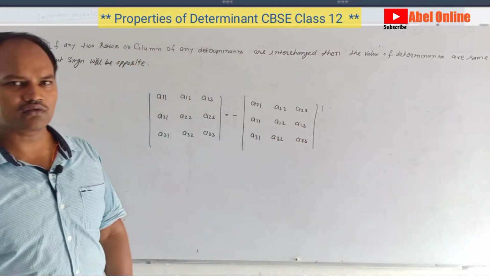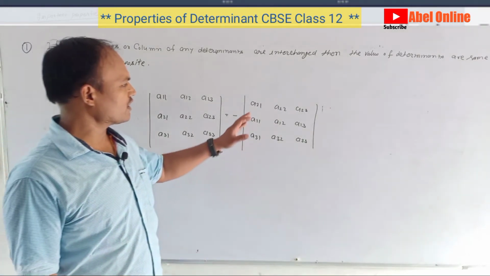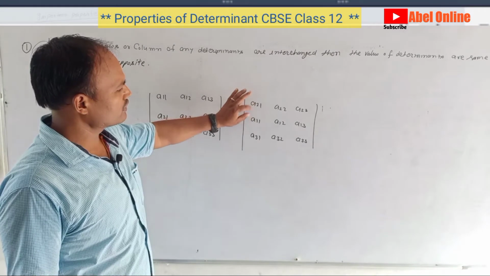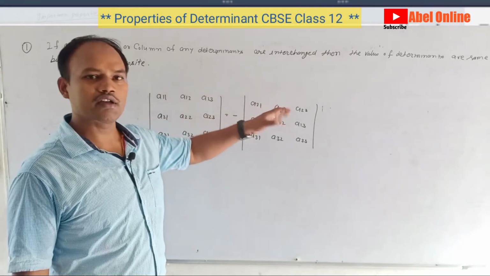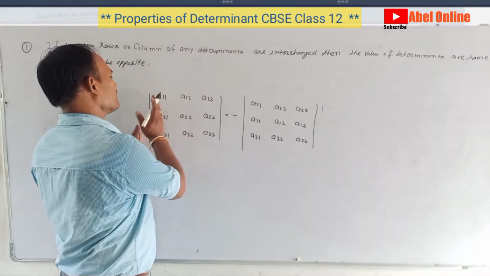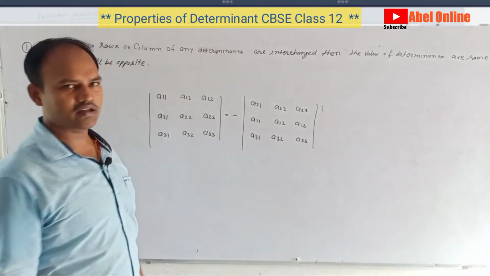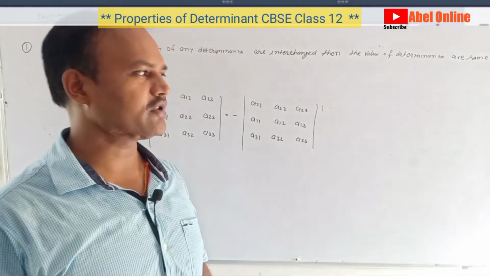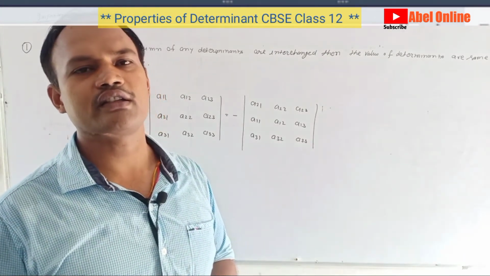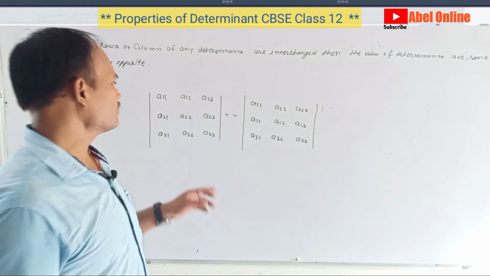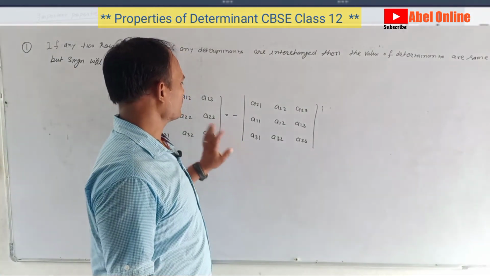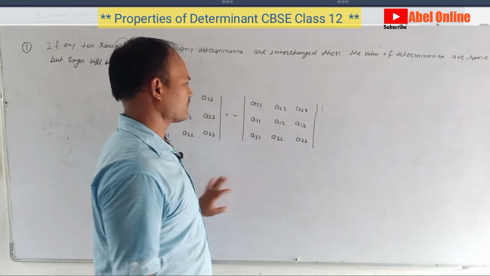So students, you can see we are just changing any two rows or any two columns, this line is changed to this and this line is changed to this. So when we interchange two rows or two columns, the value of the determinant is the same but the sign is opposite. So that is the meaning of this.